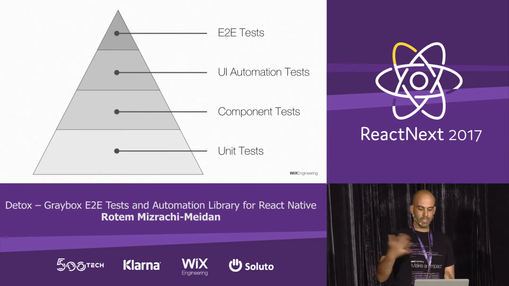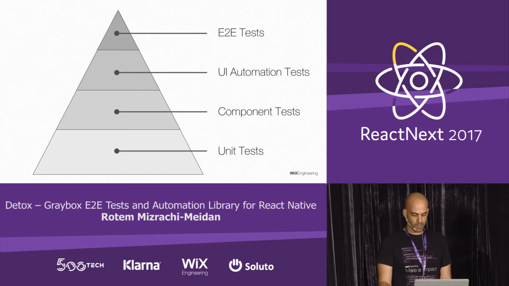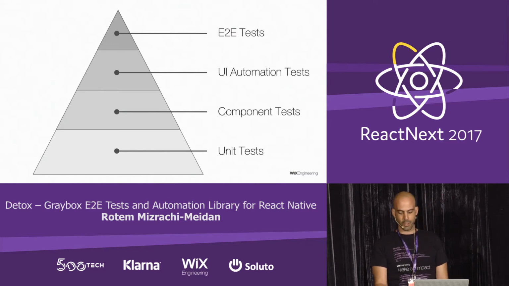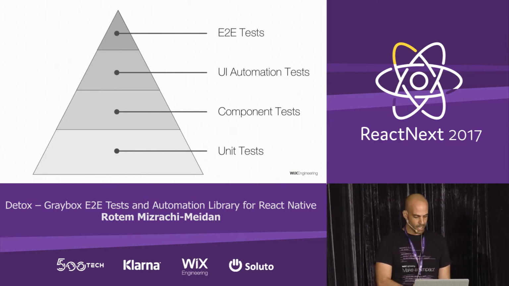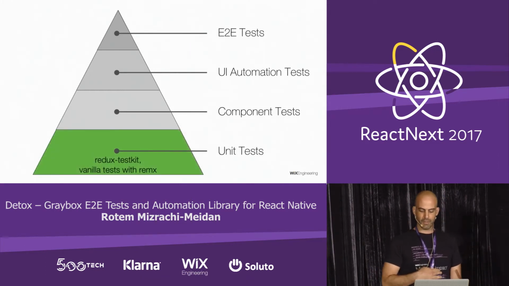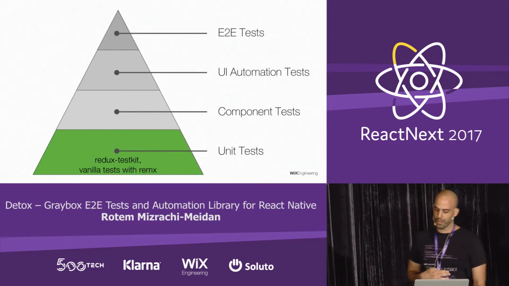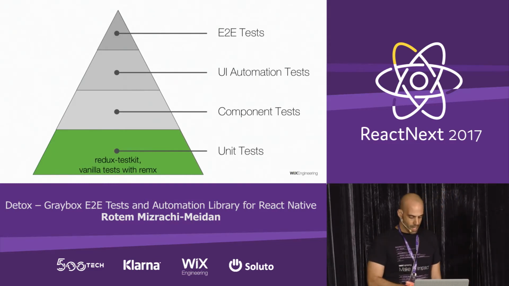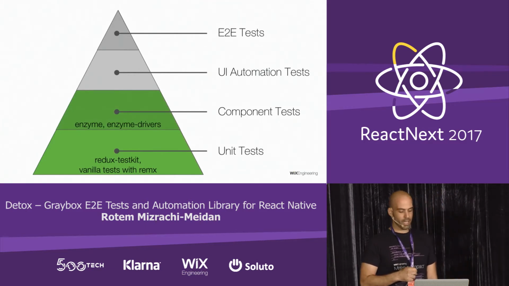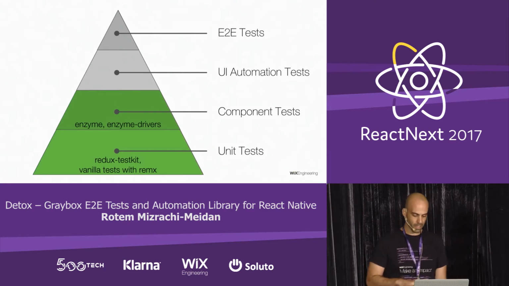So how do we test? Unit testing: business logic in React Native is mostly in JavaScript, so it's easy to test in Node. These are libraries that we developed in-house at Wix to help us define our unit testing methodologies in React Native. Component testing, we also run on Node. We rely on Enzyme by Airbnb and Enzyme drivers, which is also an in-house library to help us with mocking.